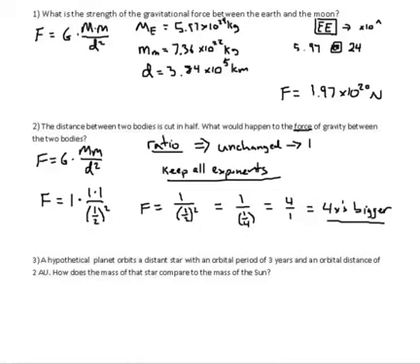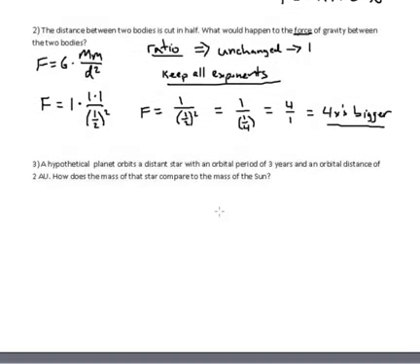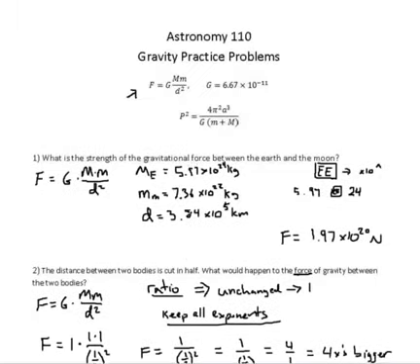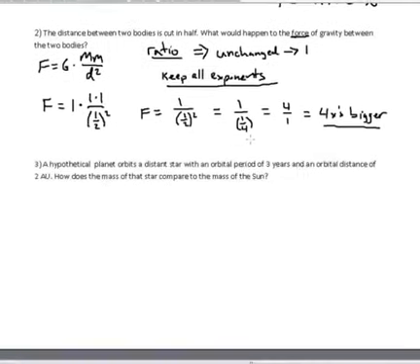Okay, both of those were using Newton's law of gravity. Let's look at a different kind of problem. This one talks about a hypothetical planet that orbits a distant star, and it has an orbital period of 3 years and an orbital distance of 2 AU. If you ever see a problem that's going to have AU in it, like astronomical units, that's the distance, okay, that's going to be a problem where we're going to be using Kepler's third law revised here, this equation. Okay, so I'm going to rewrite that equation down here so that I have it.